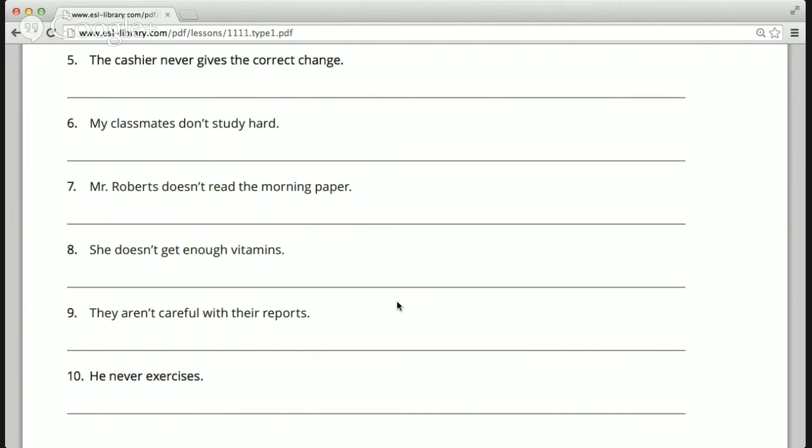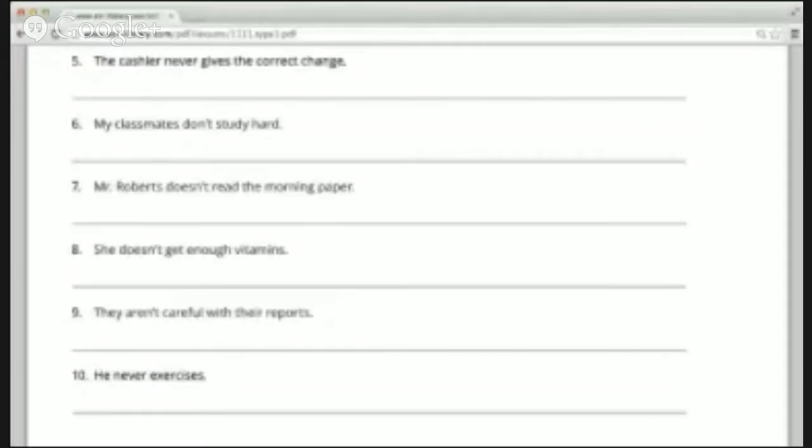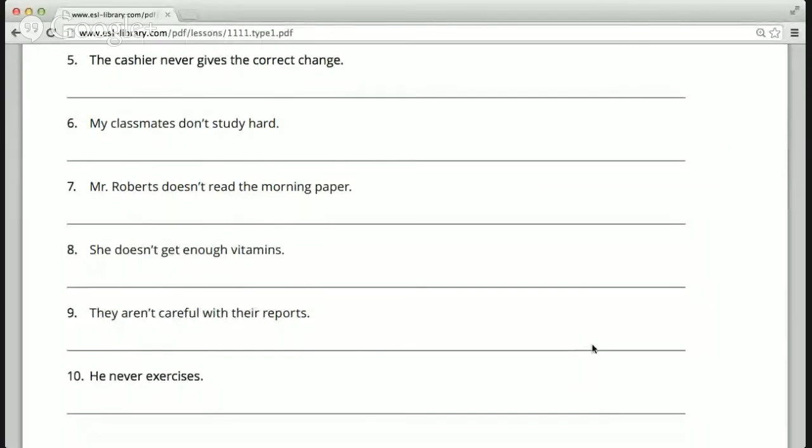Miad, number 8, please. She doesn't get enough vitamins. She should get enough vitamins. Now make sure that when you're pronouncing should, instead of shod with an ah, you're using the proper sound. So she should get more vitamins here. She should get more vitamins. Good, good. Better pronunciation of should.